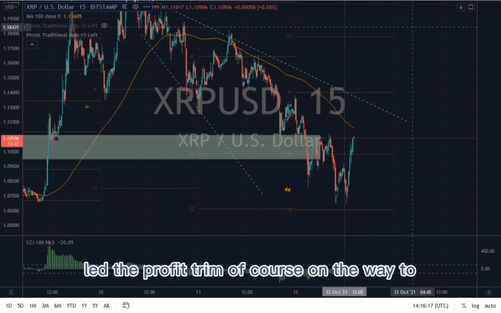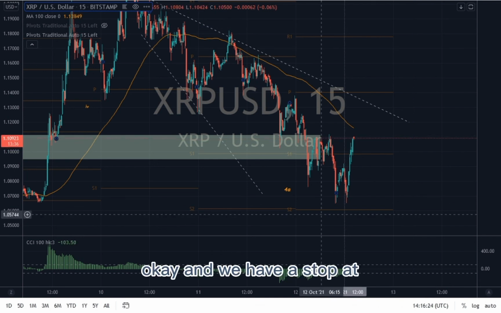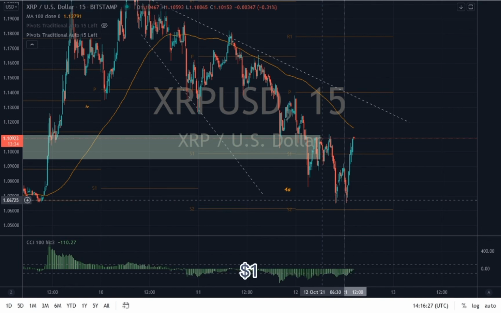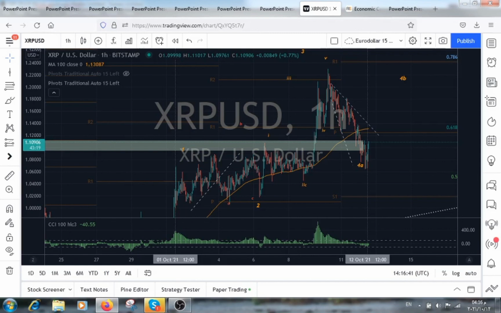Let the profit run, of course, all the way to 1.35. Okay, and we have a stop at level 1. All right, so let's take a look at oil. Let's take a look at questions first.